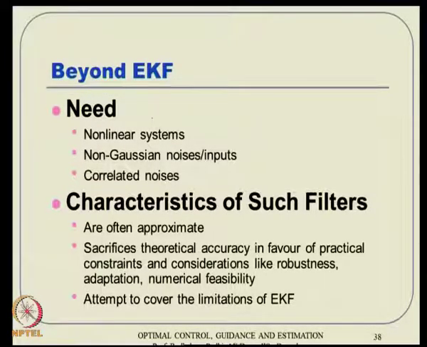And here we talk about the need: typically systems are nonlinear. We have this non-Gaussian noise or inputs. We have this correlated noise also, uncorrelated and correlated. What we talked about is self correlation, or autocorrelation, but there is also something called cross correlation. Again we will talk about that in subsequent lectures.